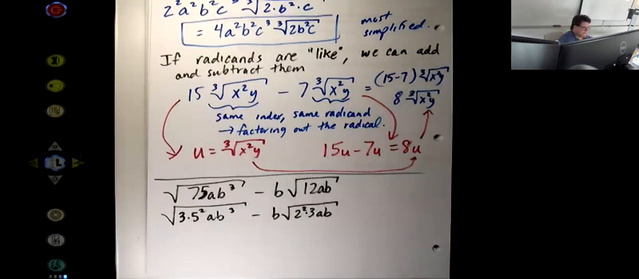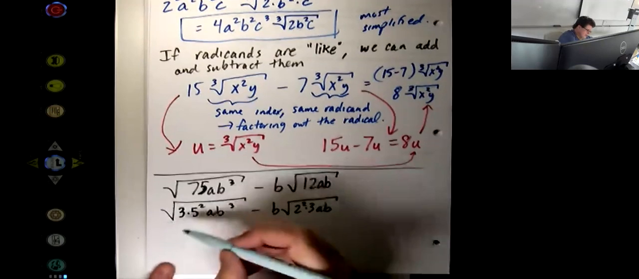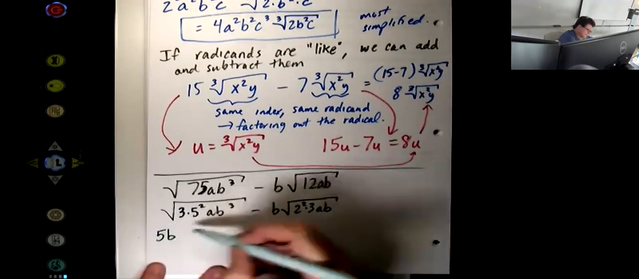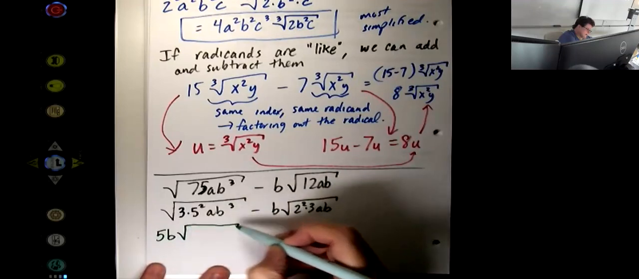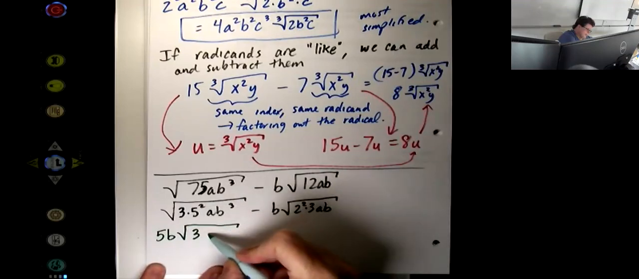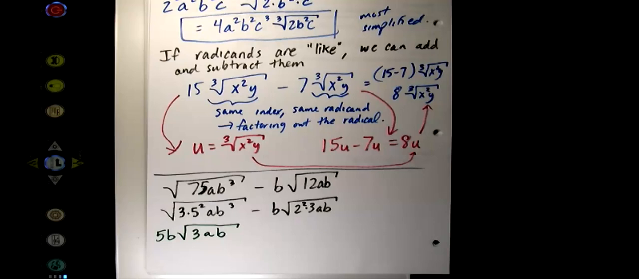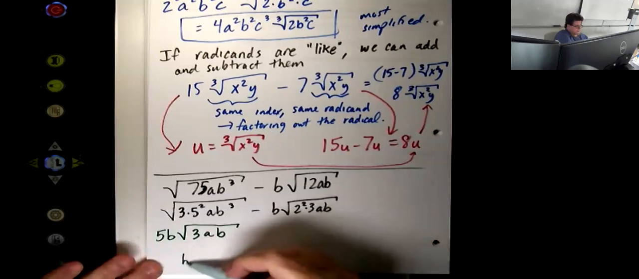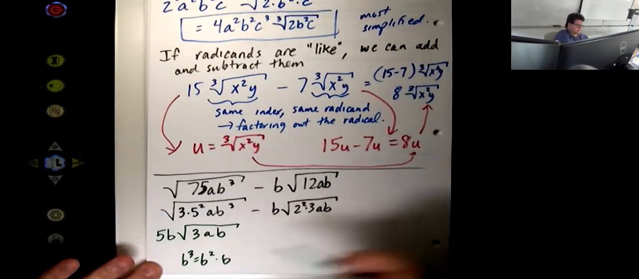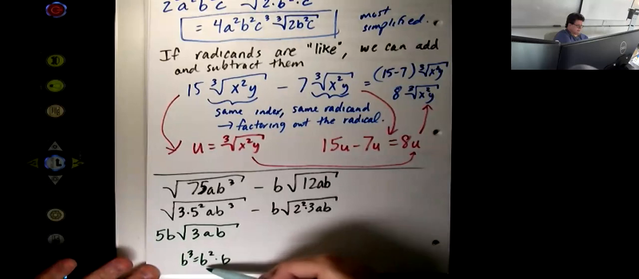I try to write them in their factors so that I see what comes out. Here, a 5 and a b will come out, and I should be left with 3ab. I have a question. Yeah. How did you bring the 5 or the b out if it has a 3? I treated the b cubed as b squared times b, and the b squared comes out as a b.